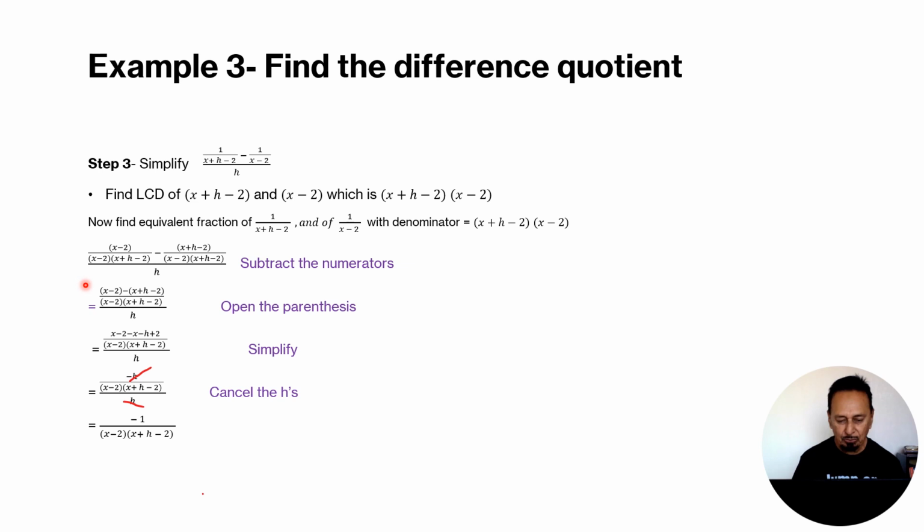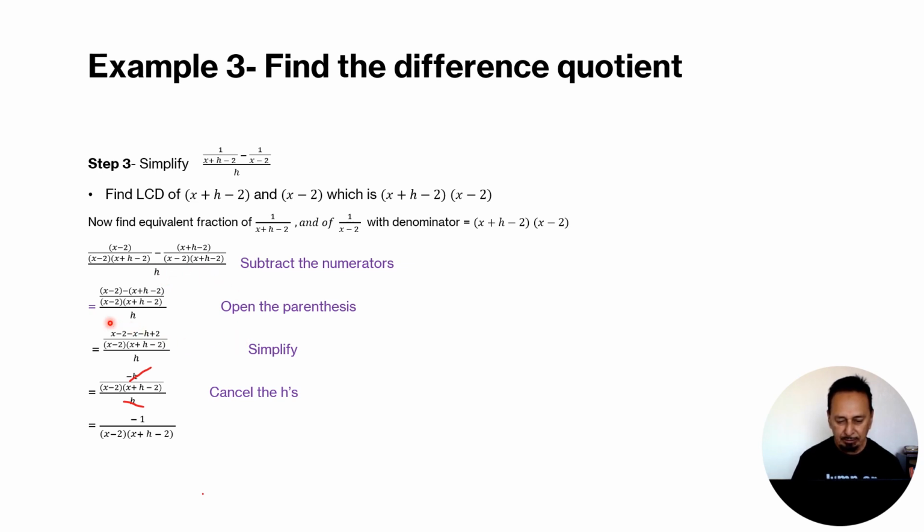So you have x minus 2 over x minus 2 times x plus h minus 2. And minus, then change this to a fraction with the denominator equal to x plus h minus 2 times x minus 2. So we multiply top and bottom here by x plus h minus 2, and you get x plus h minus 2 over the same denominator. So now they have the same denominator, x minus 2 times x plus h minus 2.